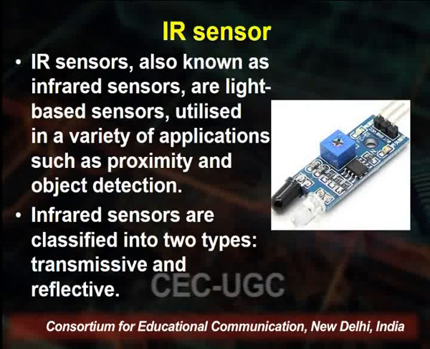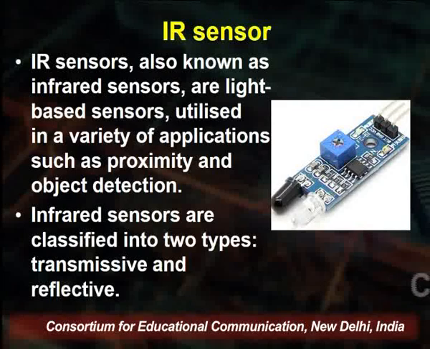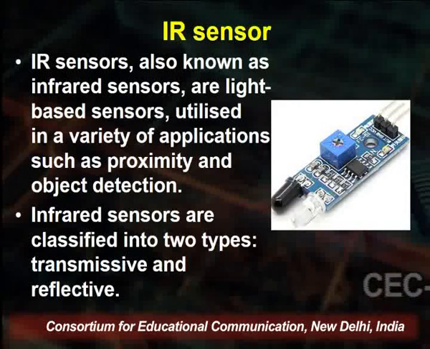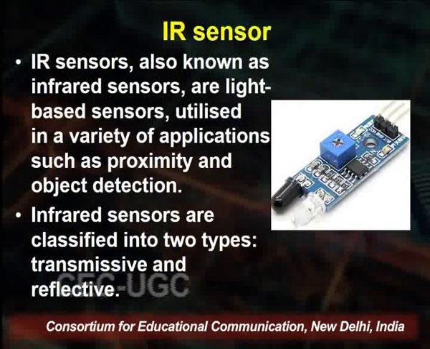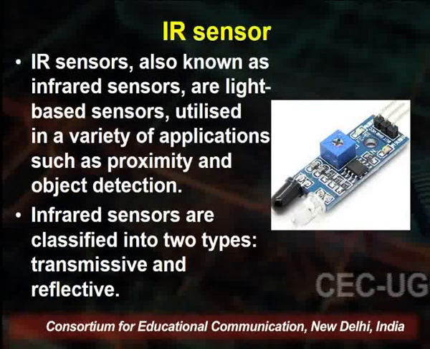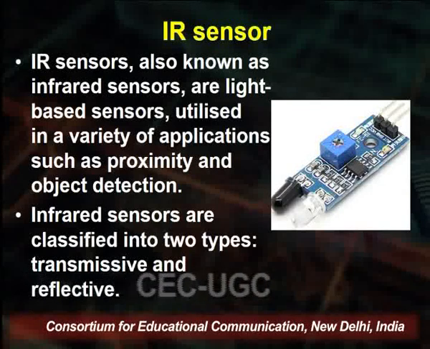Next is the IR sensors. These IR sensors are also known as infrared sensors. It is a light based sensor and is utilized in a variety of applications such as proximity and object detection. So IR sensors can be used in the detection of an object nearby it. Infrared sensors are classified into two types. First is the transmissive and second is the reflective.